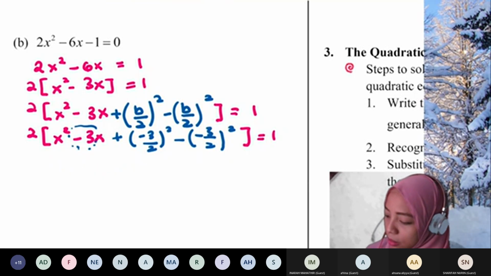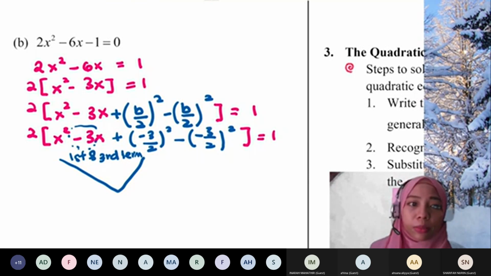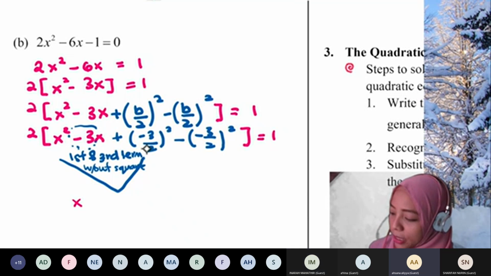Macam mana nak bagi ni? First and third term. Term pertama dan term ketiga without the square. Without square. So apa jadi? Apa dia? So jadi X. X apa? X minus 3 over 2. Bukan plus, tolak. Minus 3 over 2. Yes, X minus 3 over 2.